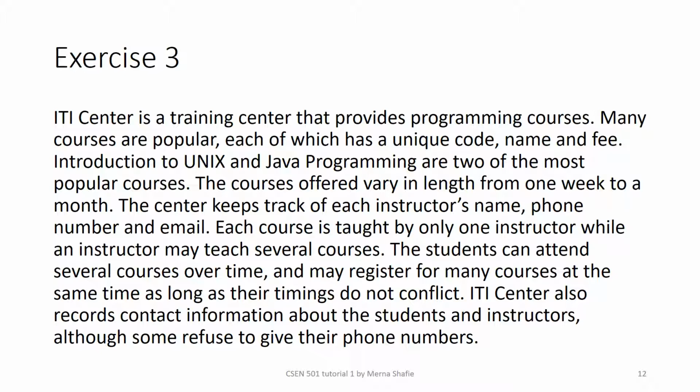Many courses are popular, each of which has a unique code, name and fee. So I need to keep track of their code, name and fee. So it is indeed an entity, and it has a unique code, name and fee as its attributes. I'm sorry.